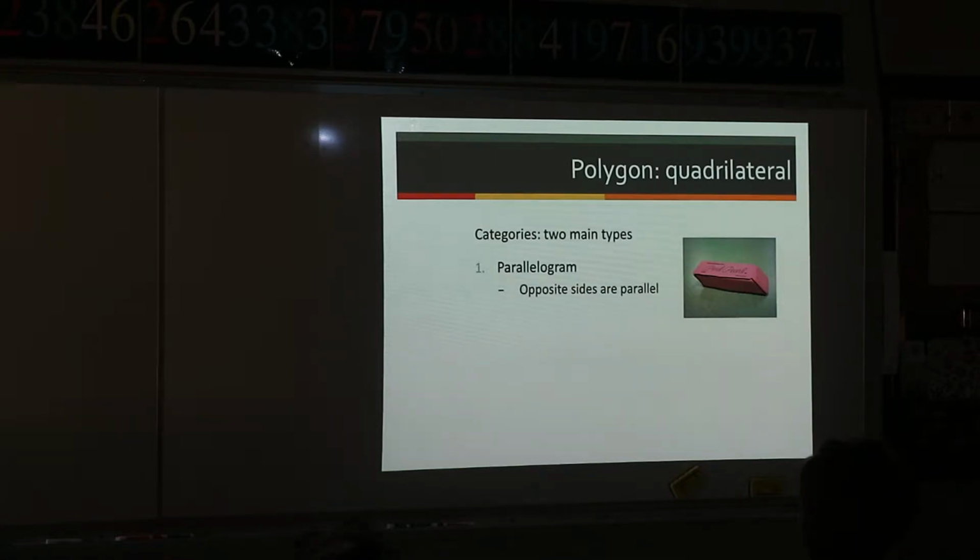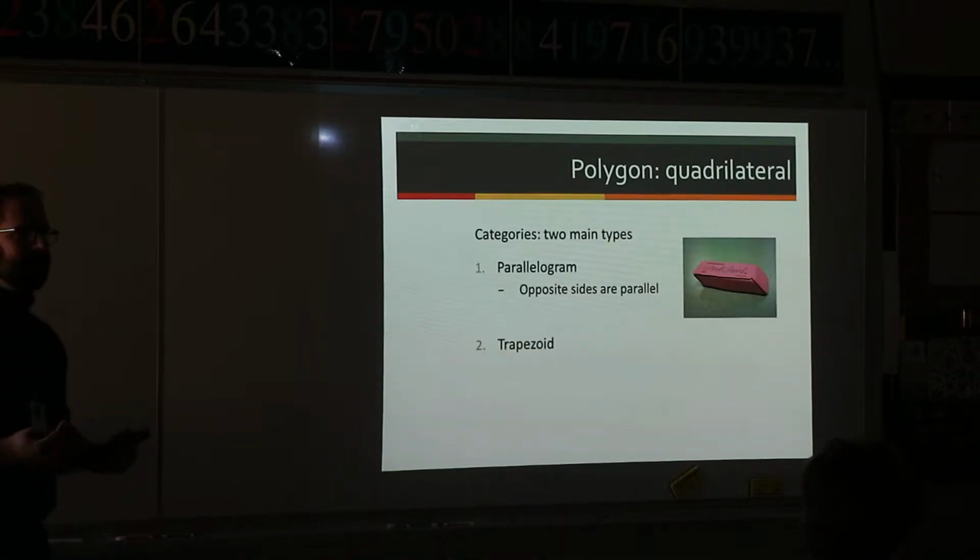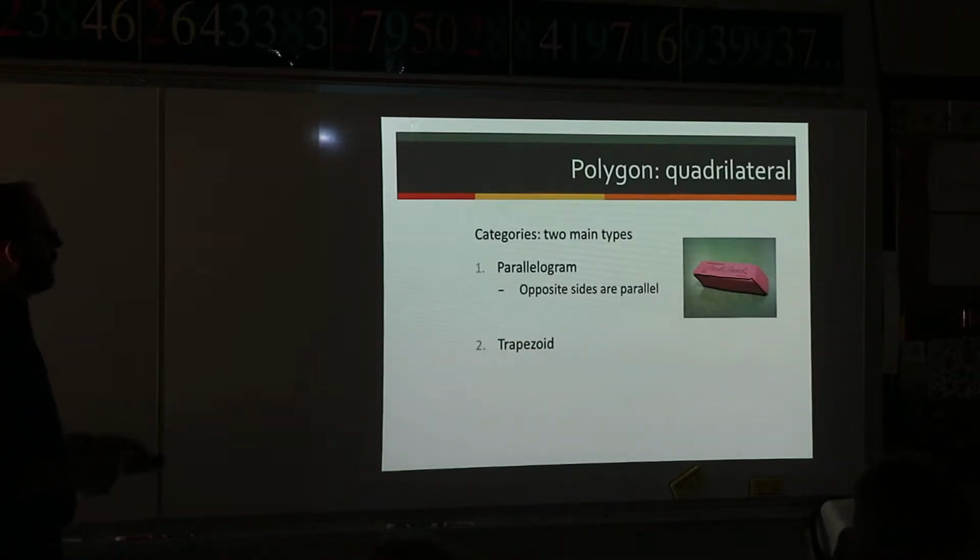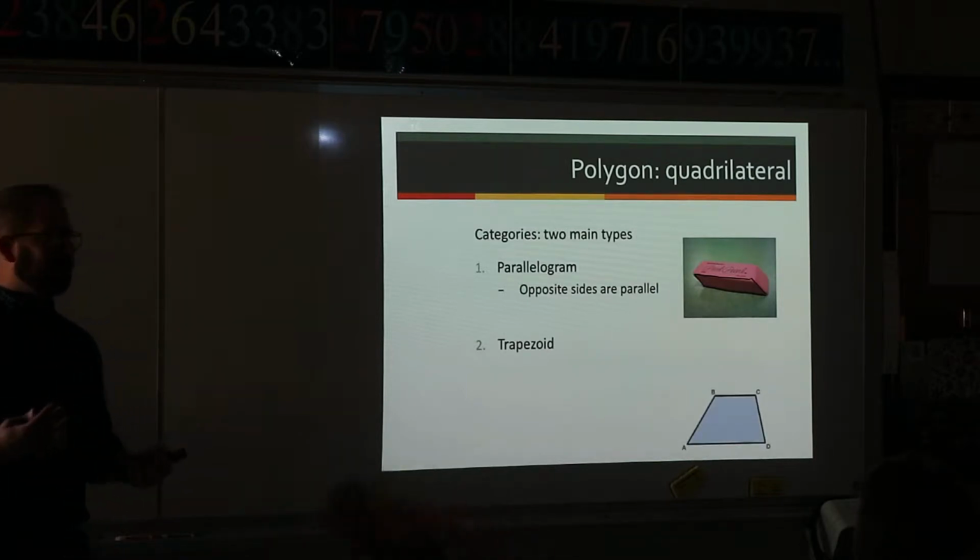Now, the other type of shape was a trapezoid. There's an image I have of a trapezoid in my head. It's not the pink pearl eraser. It is this idea of a skateboard ramp kind of thing.